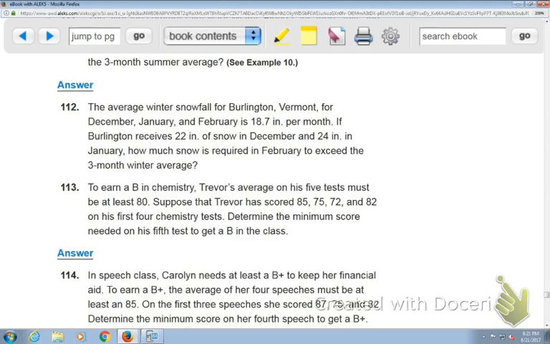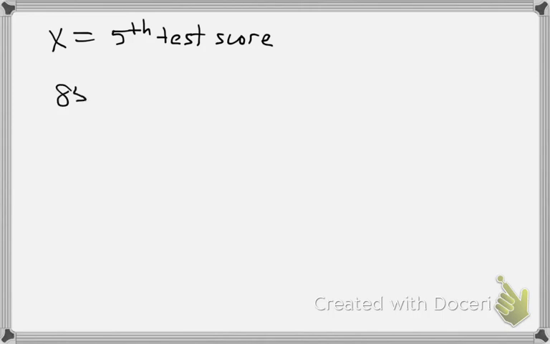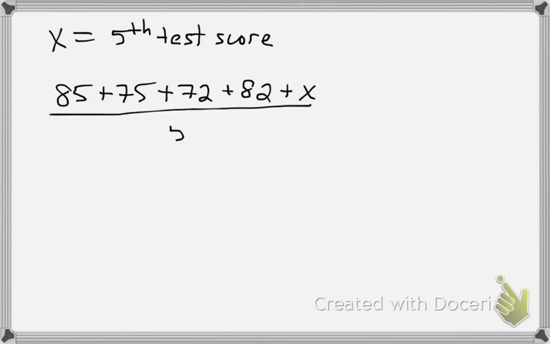So that means we have 85 plus 75 plus 72 plus 82 plus x, because those are all the test scores, including the one we don't know. And then we divide it by 5. How do you figure out your test average? Add up the 5 test scores and divide by 5. Does that make sense? That's what we're doing here. What a coincidence. You guys have 5 tests in here.